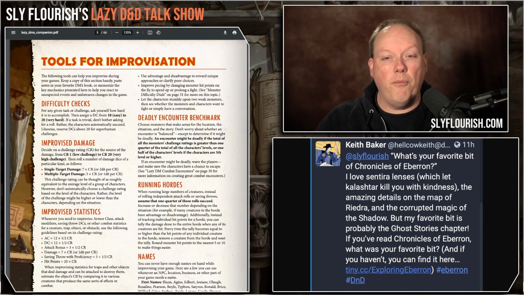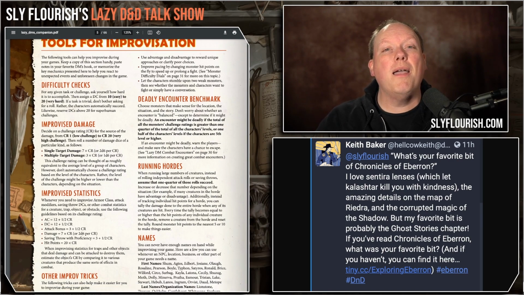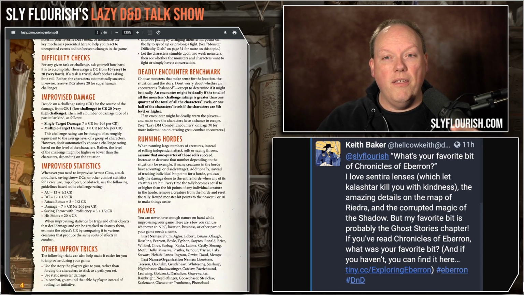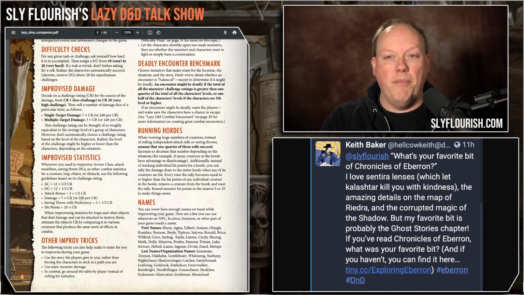So first of all, I would talk about what those numbers are. When I am baselining a monster, when I'm looking at a monster thinking, how much damage does it do? How many hit points does it have? I have this sort of thing that's based on its challenge rating. Where is that coming from? Well, if you want the numbers themselves, I have them in the Lazy DM's Companion on page 4 under a section called Improvised Statistics.